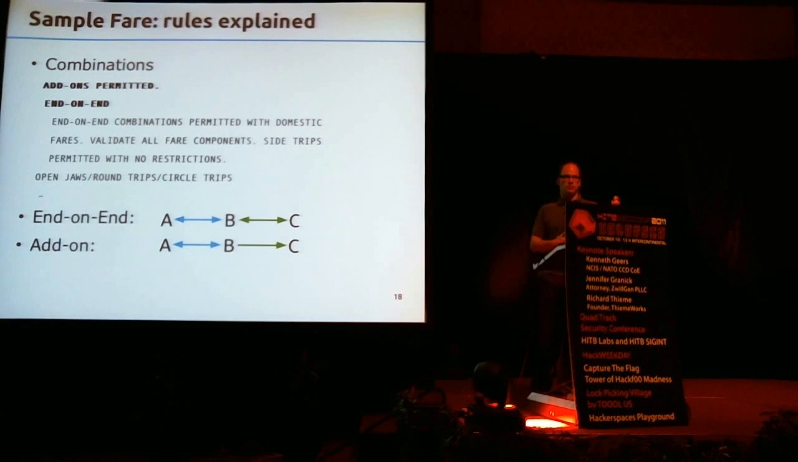End-to-end is, for instance, if you want to fly Kuala Lumpur to Helsinki, and for whatever reason you don't find a valid fare, you can fly Kuala Lumpur to Singapore and then Singapore to Helsinki on two different fares, on two different flights. And if end-to-end are permitted, you can combine these two fares on a single ticket. And if you miss your connection in Singapore, because you didn't buy two separate tickets, they have to accommodate you, put you up in a hotel room, or put you on the next available flight. Whereas if you book it as two separate tickets, you would be lost and on your own.